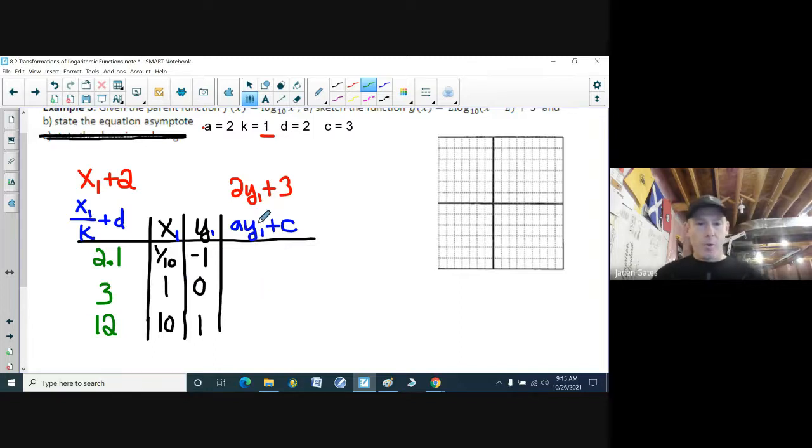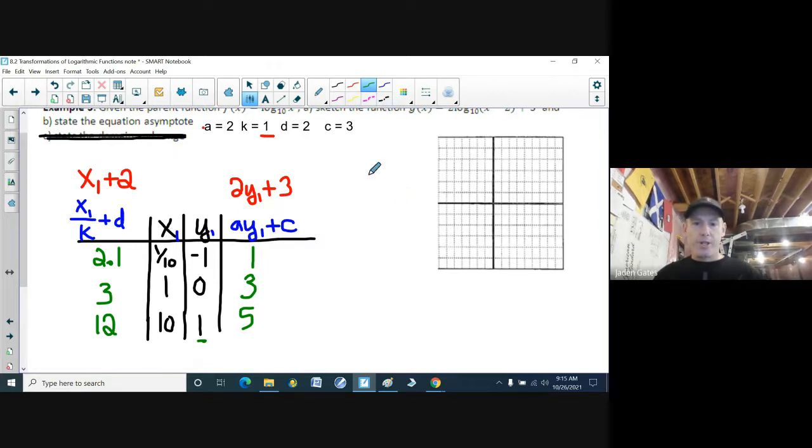Over on the y's, same idea. It doesn't matter where I start here because I got all whole numbers, but 2 times -1, I'll do the first one. 2 times -1 is -2 plus 3. We get a 1 here. Next, y1 is 0. 2 times 0 is 0, add 3. And then our last one where y1 is 1, 2 times 1 is 2, add 3 is 5. So these are now in green, the coordinates of our transformation.